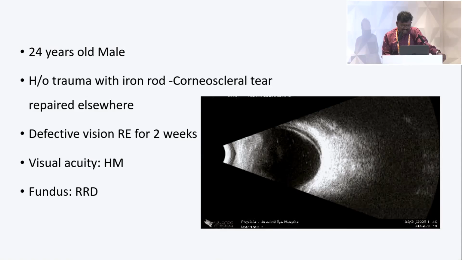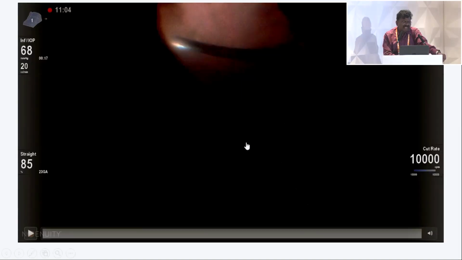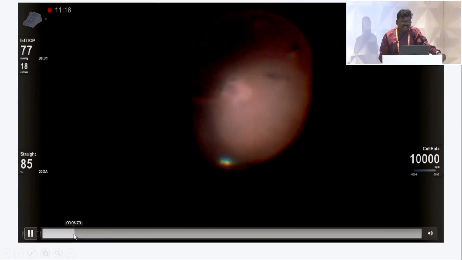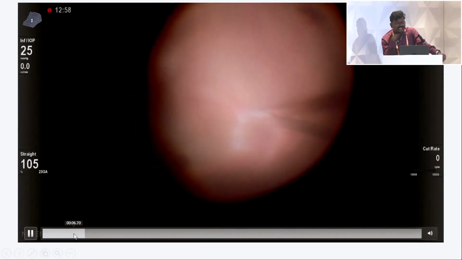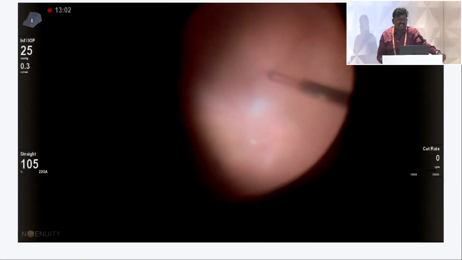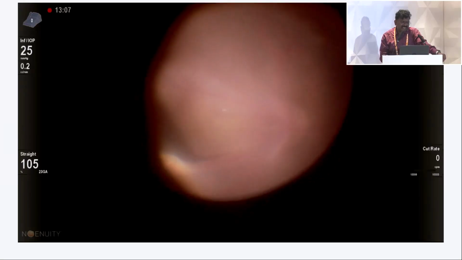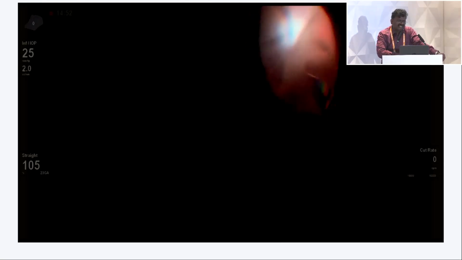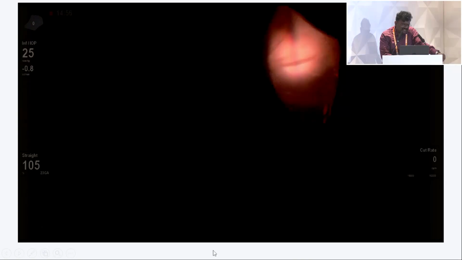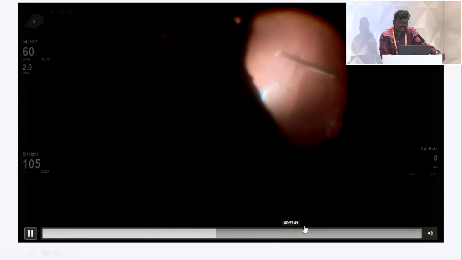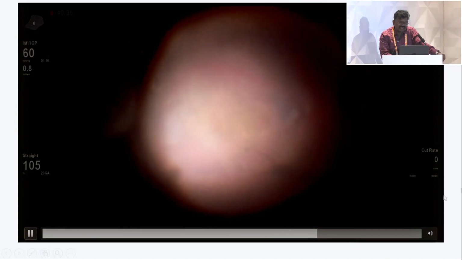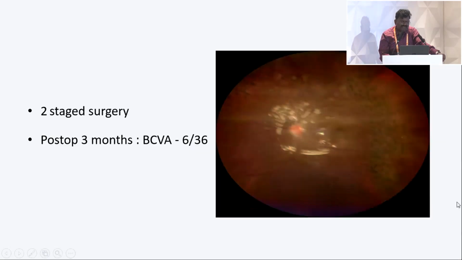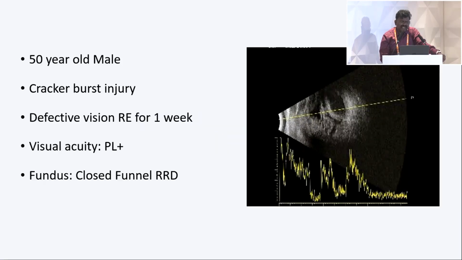So this is another case with, again, a history of trauma with a corneal tear. The problem is there is incarceration in the periphery and a lot of PVR membranes. So usually we do a nice retinectomy at the site of incarceration. Otherwise, however much surgery we do, usually it goes for resurgeries. This is after 3 months, the patient has 6/36 vision.